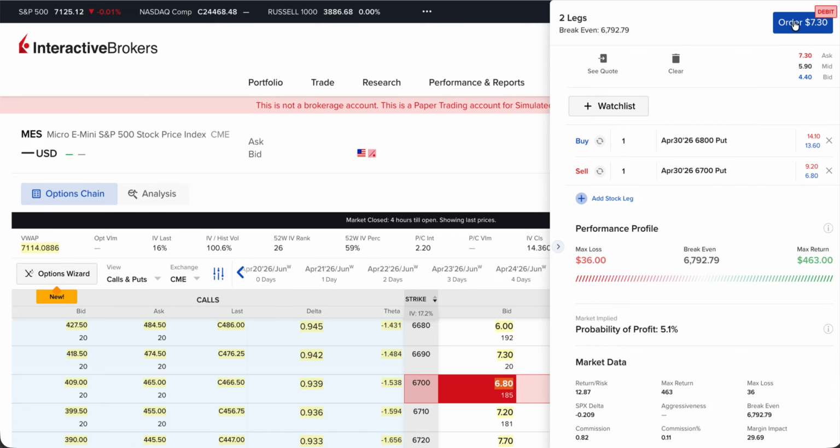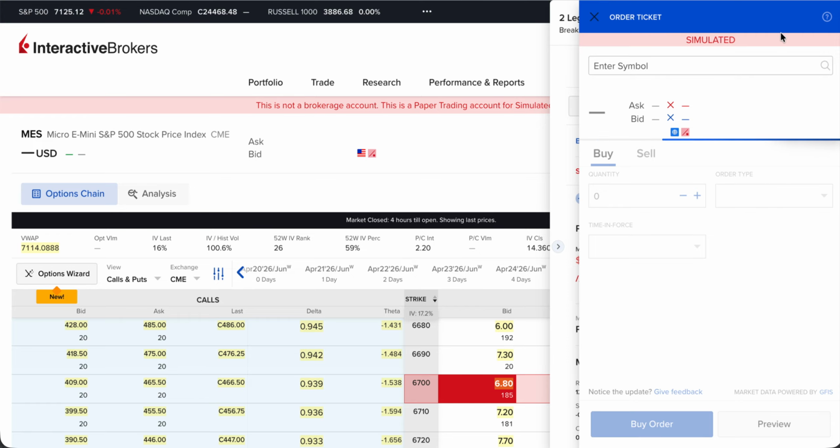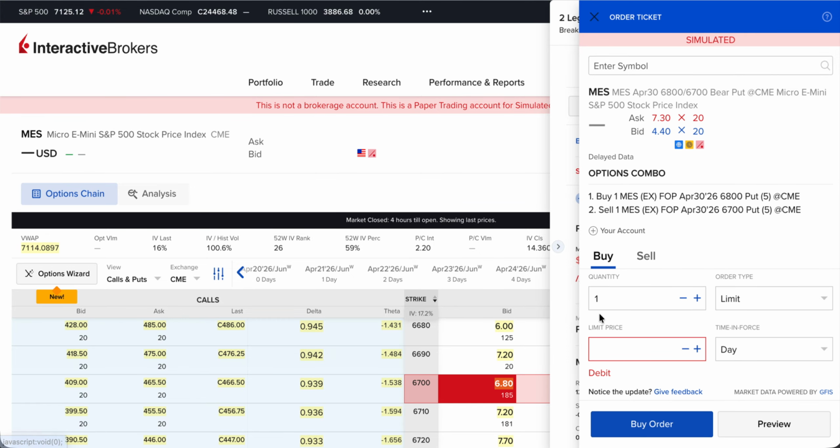So we click on order up here in the top right. This is a 10K account, which we're doing for demonstration purposes. So this is where we change the quantity to 2. These trade 24/5, okay? So that's why we're using MES, okay? And we click on the market price here and just click on buy, and that's it.